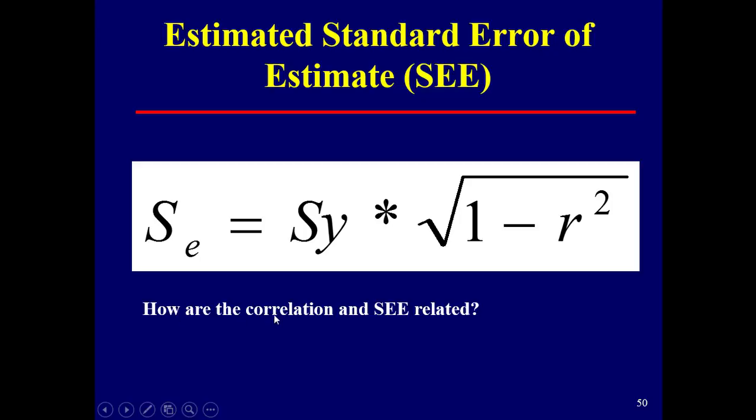So I'm asking here, how are the correlation and the SEE related? I hope you see, the higher the correlation, the higher the coefficient of determination, the lower this term will be. And the lower this term will be, the lower the error. I'll say it again. The higher the R, or the higher the coefficient of determination, the lower this term will be. Therefore, the lower the error in our prediction.